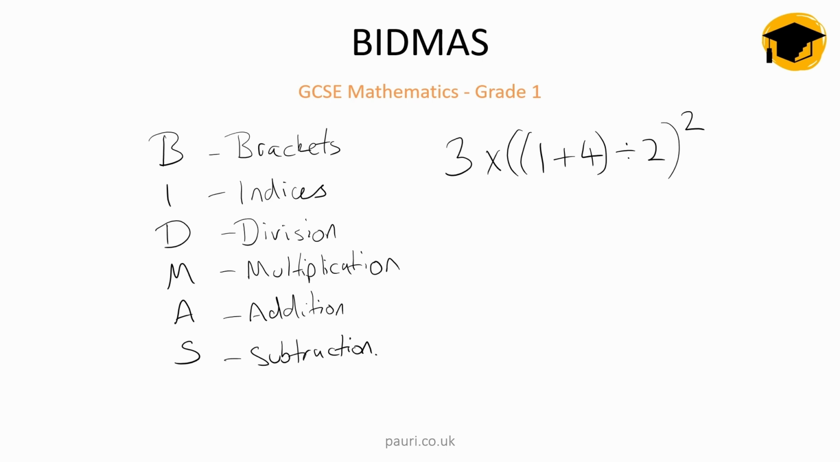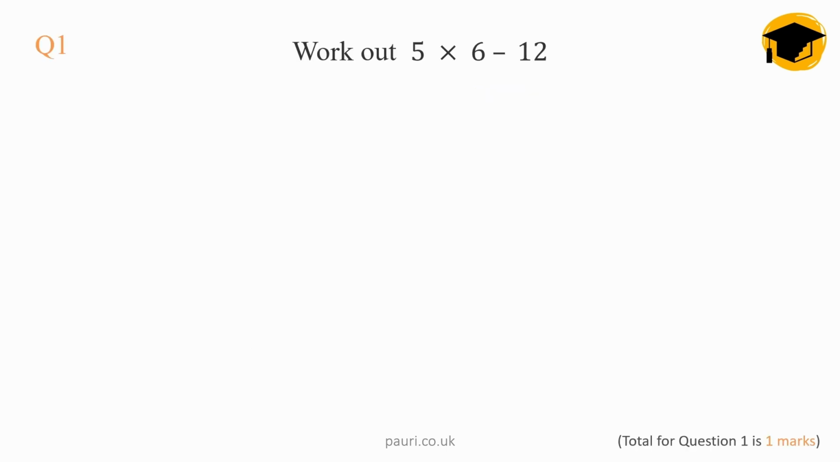So let's go through one now. 5 times 6 minus 12. Think about BIDMAS. What comes first, multiplication or subtraction? BIDMAS, M comes before S. 5 times 6 comes first, so that's 30 minus 12. 30 minus 12 is 18.